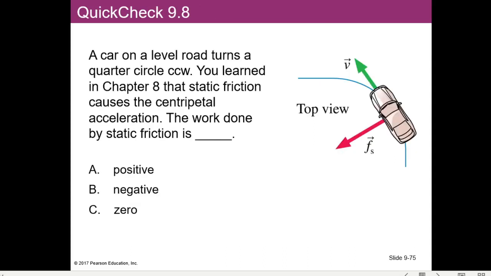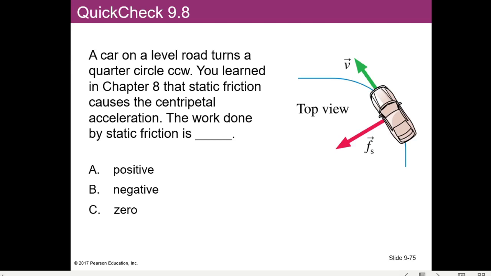All right, so here we have another example. We've got a car on a level road turning a quarter circle counterclockwise. We know that it's static friction that's making it go in a circle. In other words, the net force towards the center of the circle that makes it go in a circle is provided by the static frictional force.